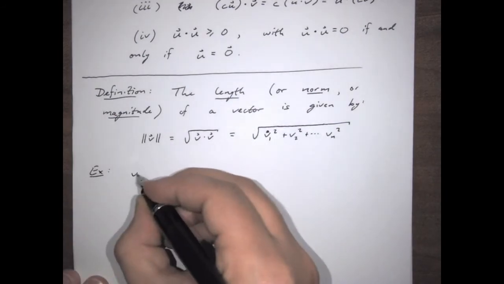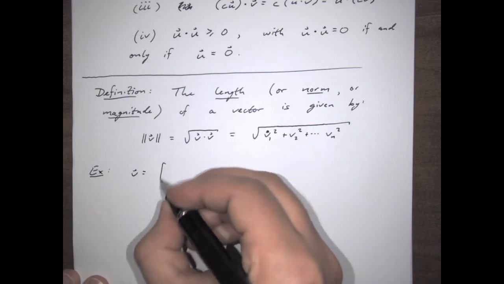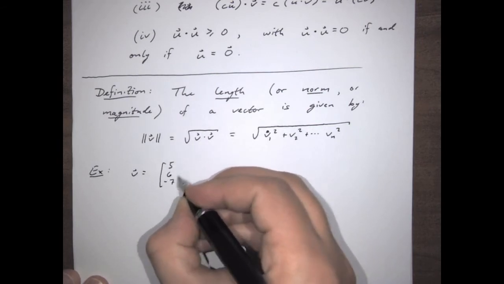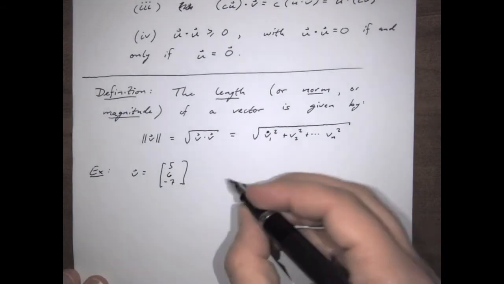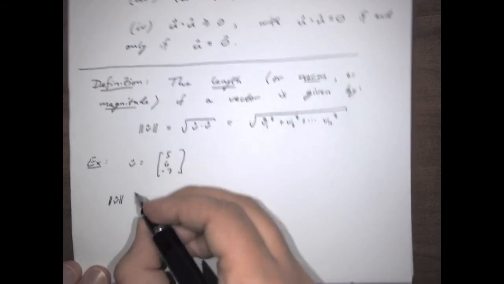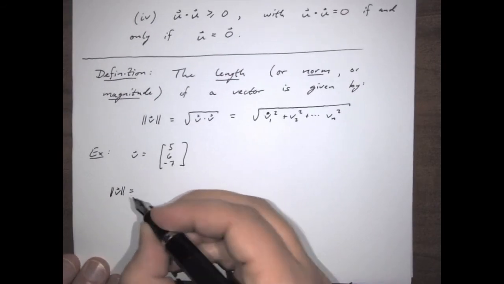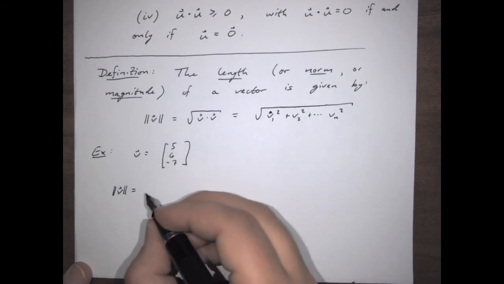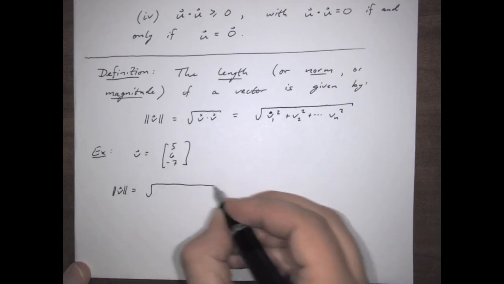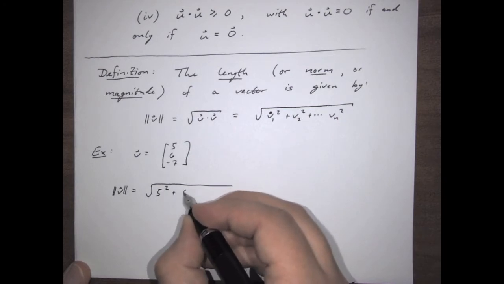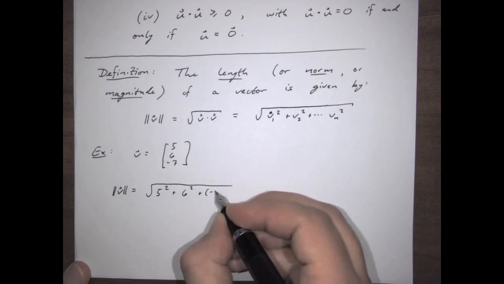So as an example, let's say that v equals 5, 6, negative 7. Then the magnitude of v, sometimes this is also called the absolute value, the magnitude of v, or the length of v, or the norm of v, is equal to the square root of 5 squared plus 6 squared plus negative 7 squared.